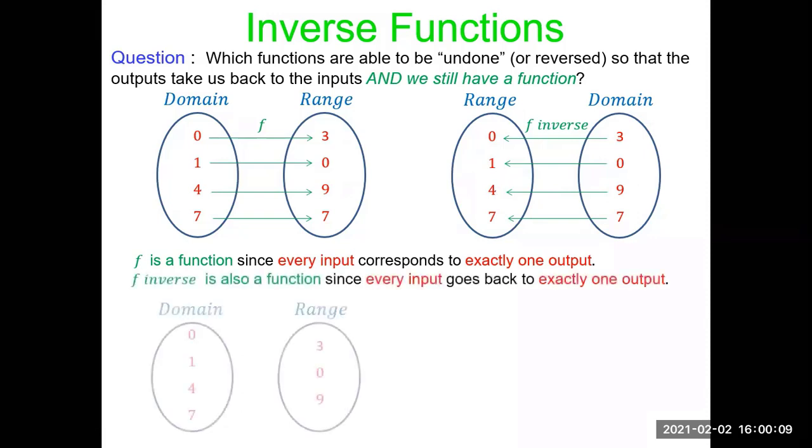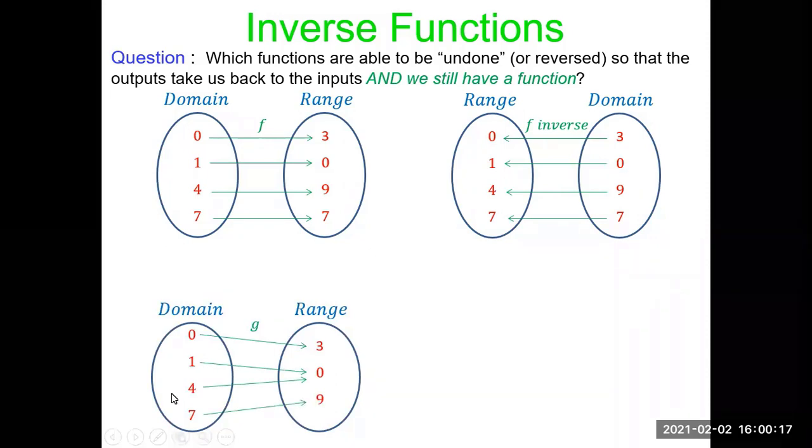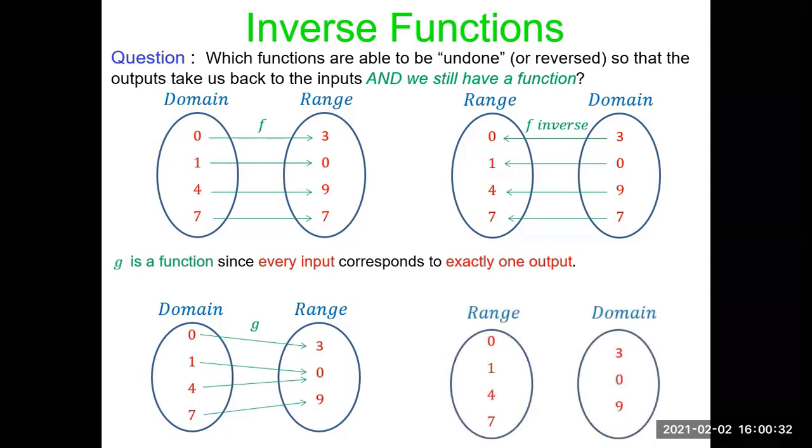So if we take a look at another example, let's call this function g. G is also a function because every input in the domain gives me a single output in the range. So this particular mapping is in fact a function. So let's switch the domain and range values and see what happens if 3 takes us back to 0. 0 now takes us to 1 and 4, and 9 takes me to 7. We should realize right at this point that this is no longer a function.